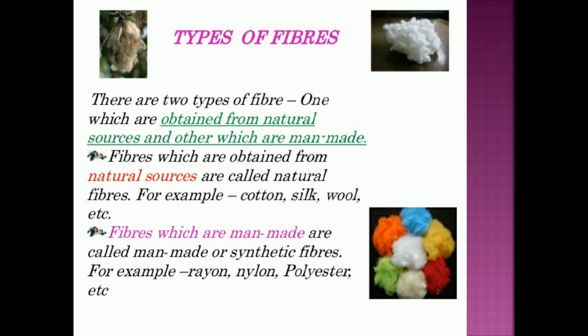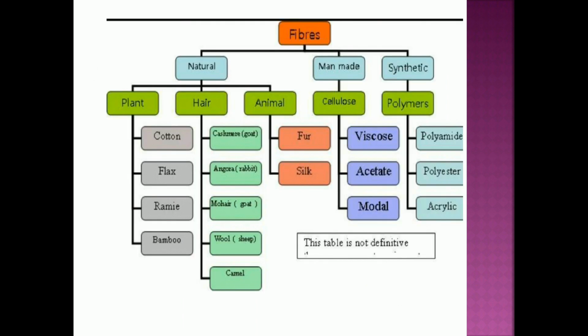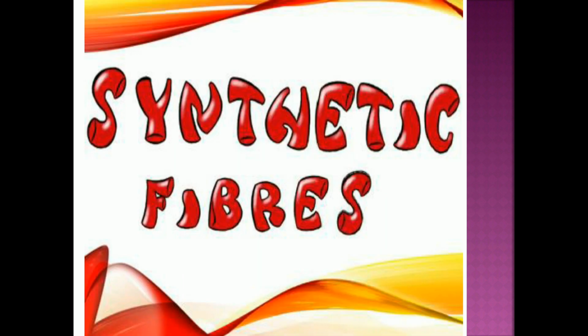Fibers which are man-made are called man-made or synthetic fibers. Examples: rayon, nylon, polyester, etc. These are small chains of units joined together. Each unit is called a monomer, which combines to form a polymer.